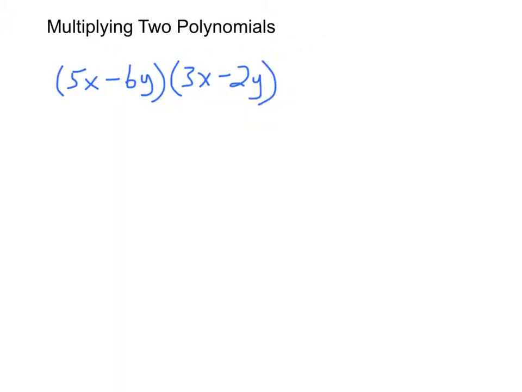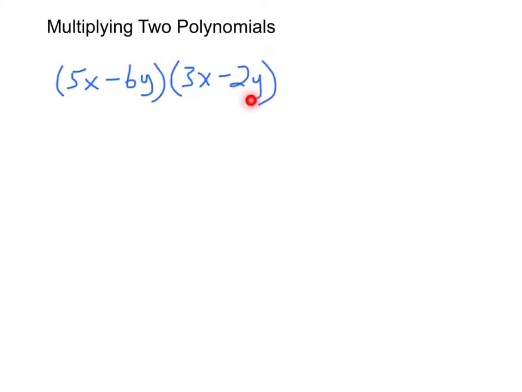Okay, now we'll go to the next harder case, and this is where we're multiplying two polynomials together. So notice in this example, this first expression inside parentheses has two terms, a 5x and then a negative 6y, so that's a binomial. And then this second expression inside the second parentheses also has two terms, so that's another binomial. So neither one of those is a monomial, they're both polynomials being multiplied times each other. So we need to have a strategy for doing this.